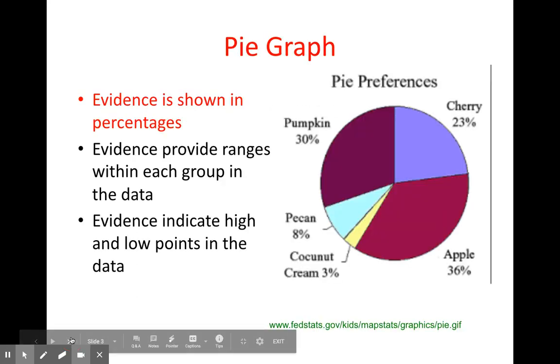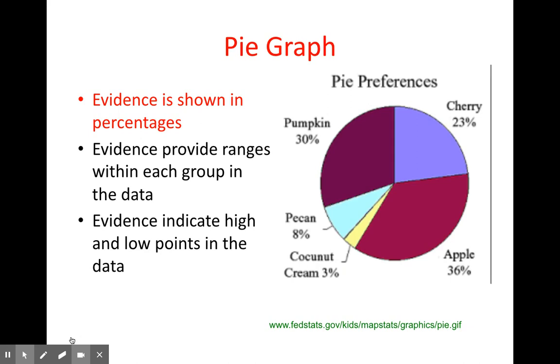And so we have several different kinds of graphs. So you're familiar with a pie graph. Remember, pie graphs show the evidence in percentages. They provide ranges within each data set, and they also show us high points and low points. So again, we're looking at percentages. Sometimes we see pie graphs as part to whole. So a whole would be 100%, but part of that whole would be a category.